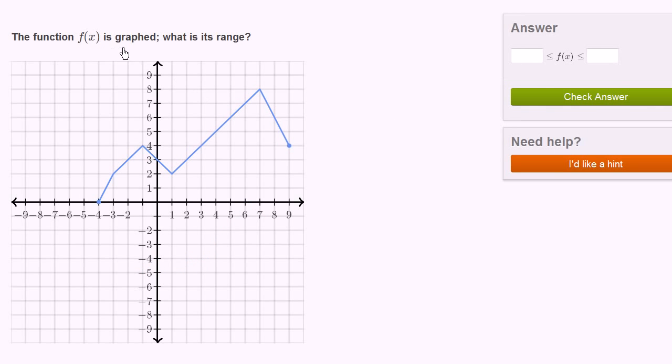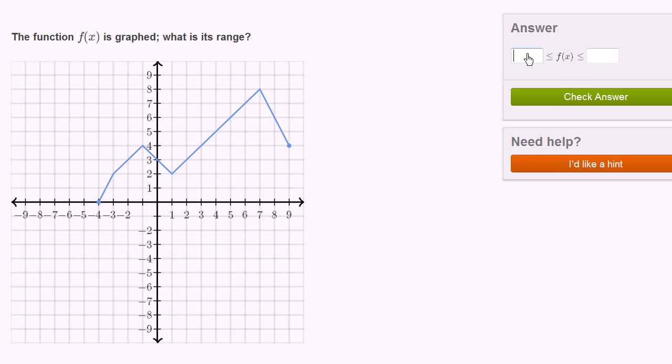The function f of x is graphed. What is its range? So now we're not thinking about the x's for which this function is defined. We're thinking about the set of y values. Where do all of the y values fall into? Well, let's see, the lowest possible y value, or the lowest possible value of f of x that we get here, looks like it's 0. The function never goes below 0.